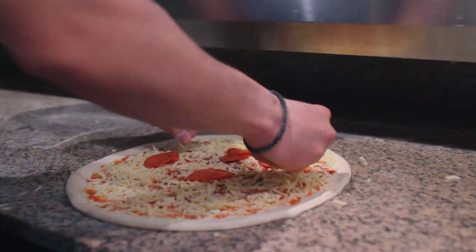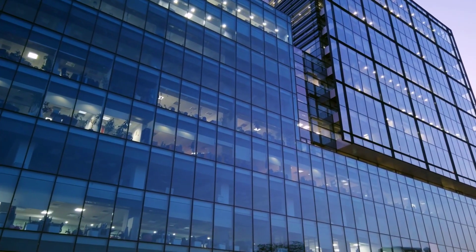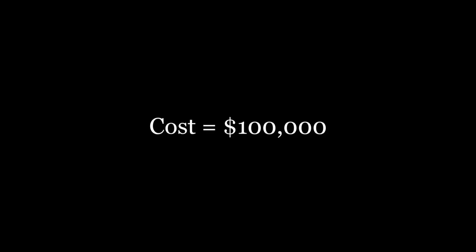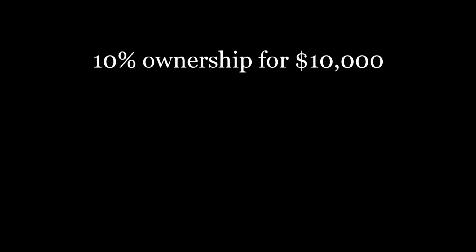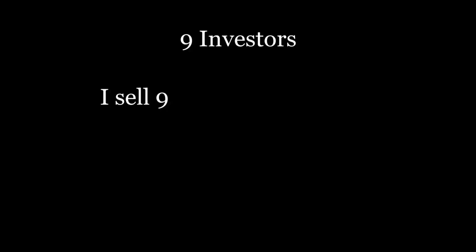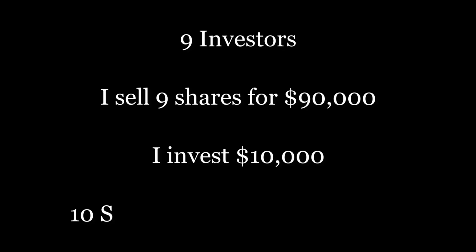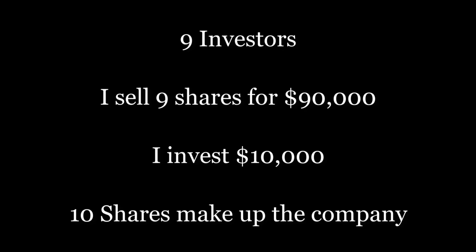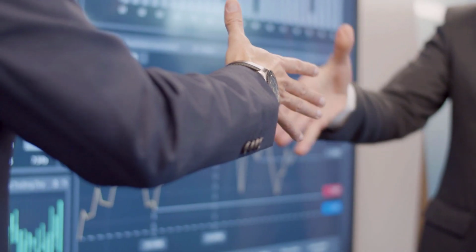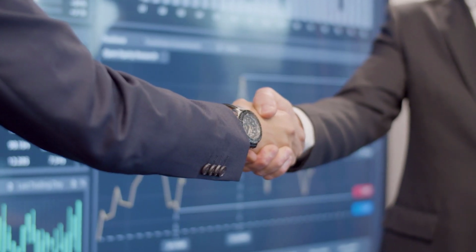Let's say I want to buy a pizza business. The business will be owned by a company. The business costs $100,000, but I only have $10,000. I decide to go out to all my friends and ask them if they want to join me in this business venture. I offer to give them 10% ownership of the business if they give me $10,000. I find 9 investors. I sell 9 shares of the company for $90,000 and invest $10,000 myself, so there are 10 shares that make up the company. If one of these investors wants to sell their ownership of the company, they will sell their share.